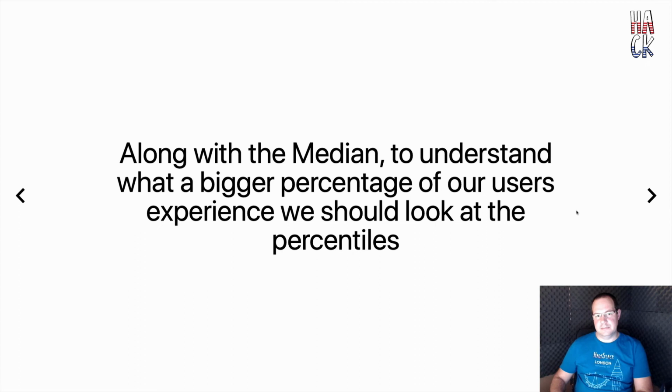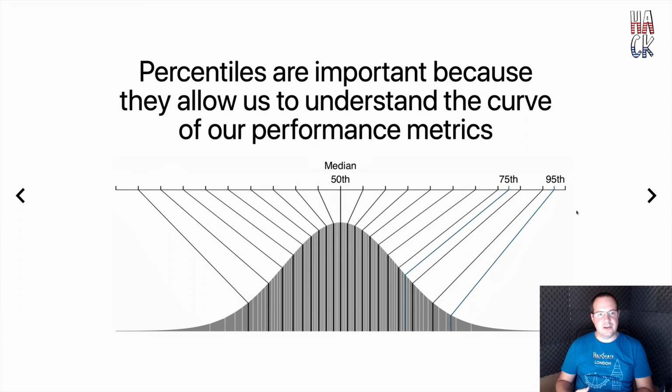Along with the median, to understand what's a bigger percentage of our user experience, we should also look at percentiles. Percentiles are important because they allow us to understand the curve of our performance metrics. At the 50th percentile, 50% of our users are getting a website that's faster than that number. And the same goes for the 75th and 95th percentiles. So if we want to provide 95% of our users a fast experience, we need to be looking at the 95th percentile, for example.